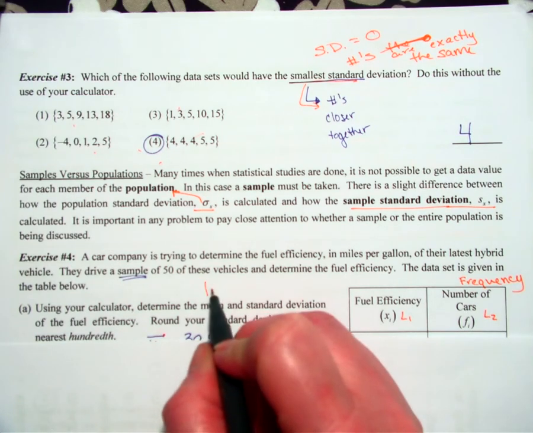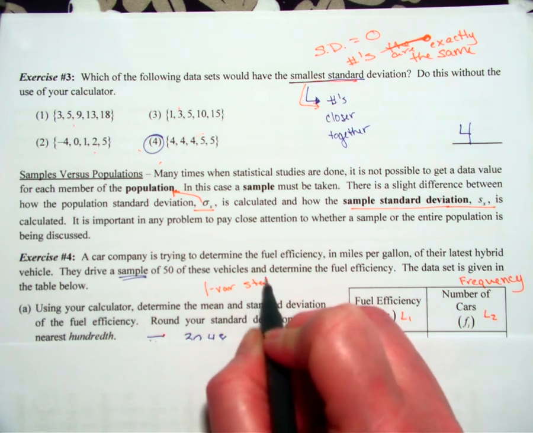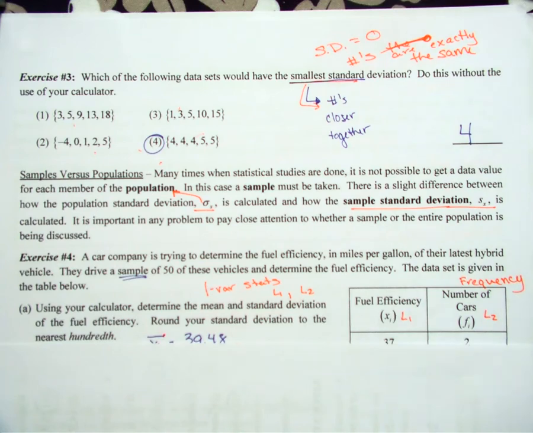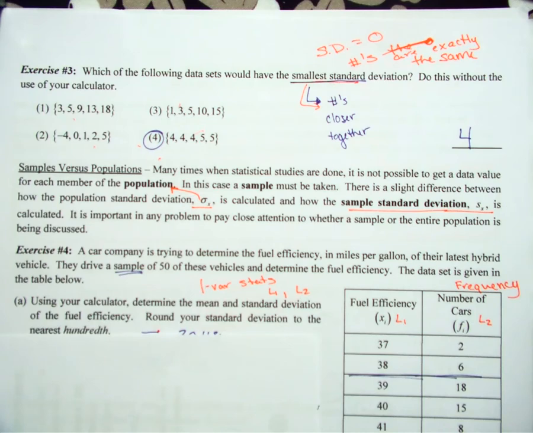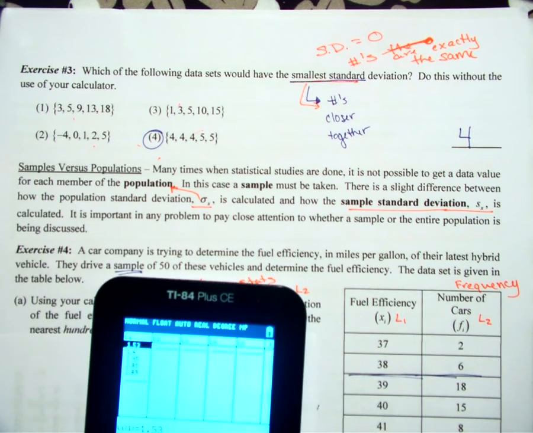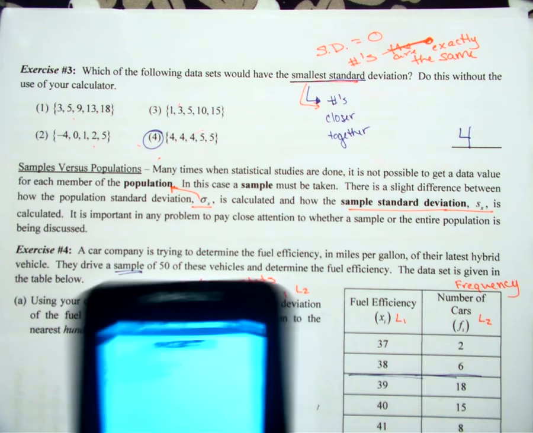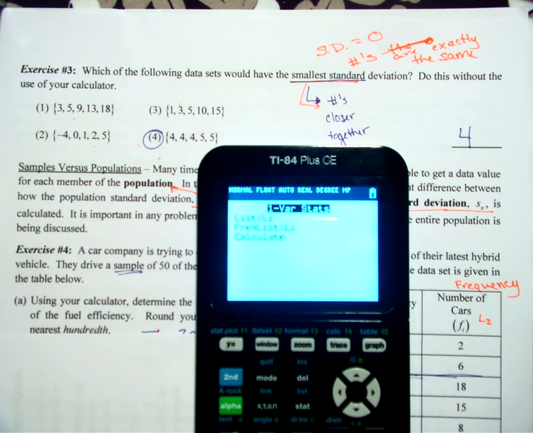So again, when you do your 1-var stats, you have to have L1 and then L2 listed in there, since you do have a frequency list this time in this table. So go ahead, type those numbers in. I'm even going to retype them in: 37, 38, 39, 40, 41, 42, 6, 18, 15, 1. To get your L2 in there, just hit your second and then the number 2. And so there we go.